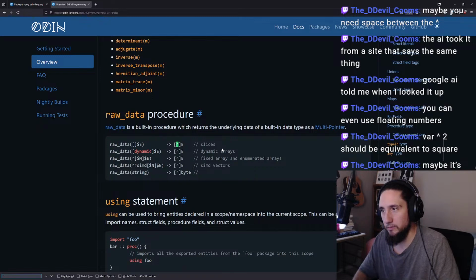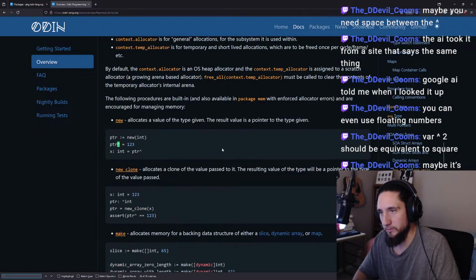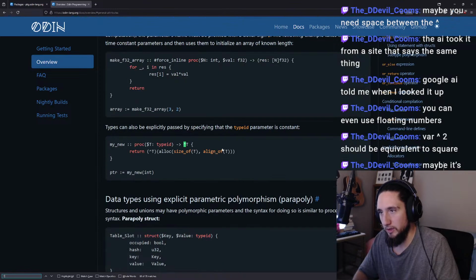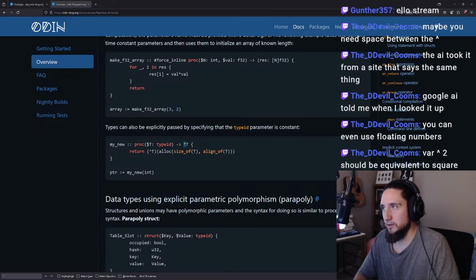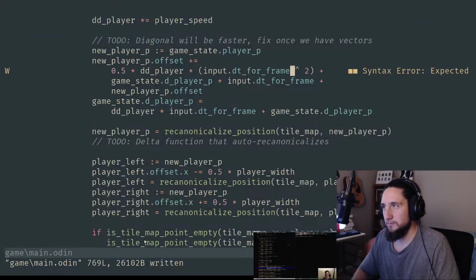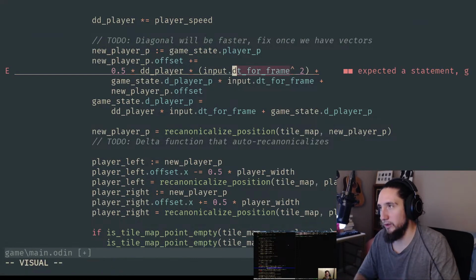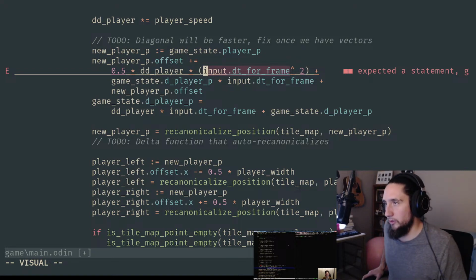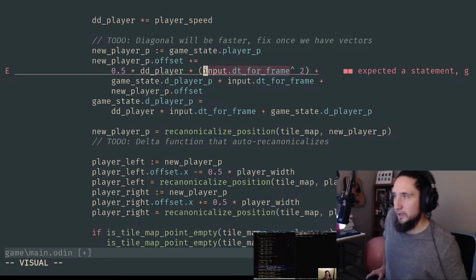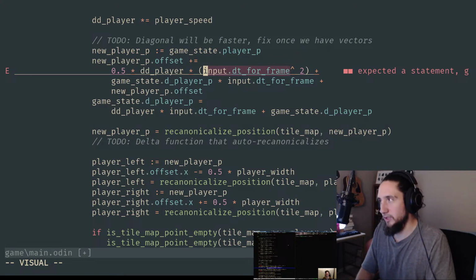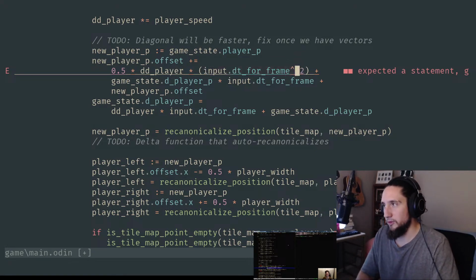If I just look up caret here, we're gonna have a whole bunch of stuff to surf through. That's a dereferencing thing. Yeah. If I think about what this is doing, this is dereferencing syntax in Odin, but this is just a value. This is just a float that we're storing in the game's input. So I think the compiler thinks that I'm trying to dereference this, but then there's just this 2 floating after it, you know?